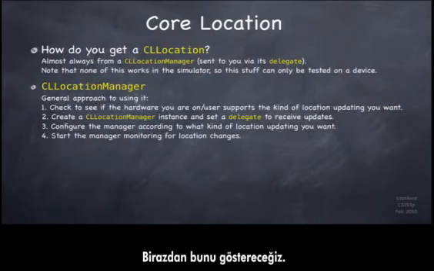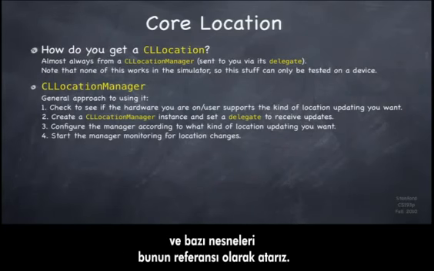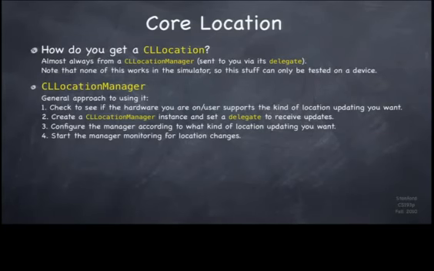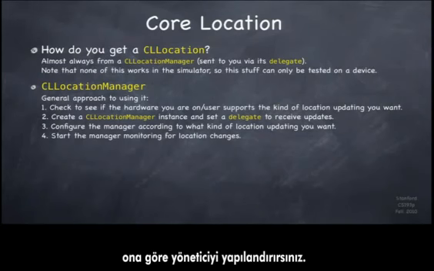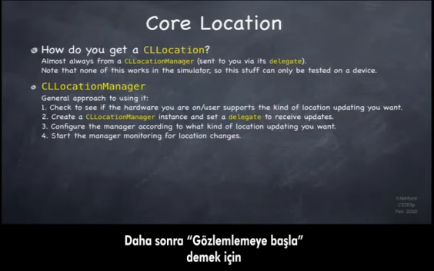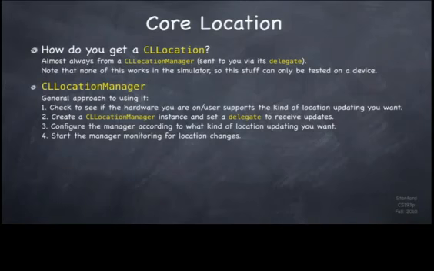And we'll show you that in a second. Then you just create a CLLocationManager instance, and you set some object to be its delegate. You configure the manager for what kind of location updates you want, and I'll show you what that looks like. And then you send it a message, say, start monitoring. And then it'll start sending messages to your delegate with CLLocation objects.